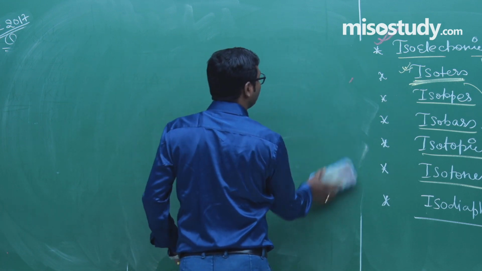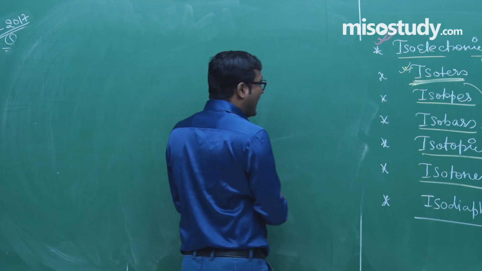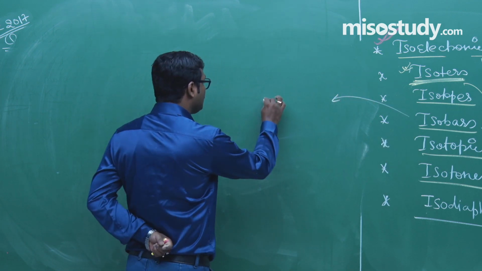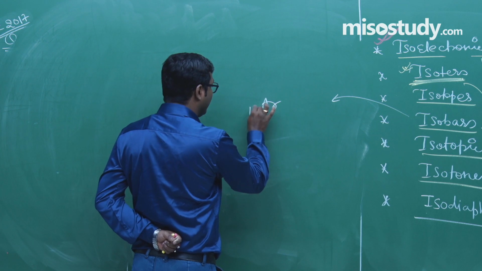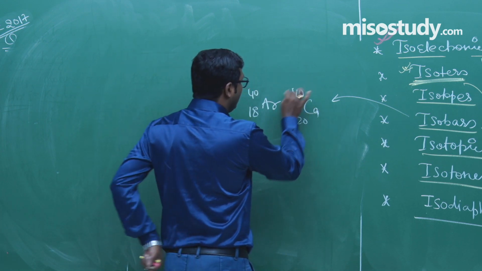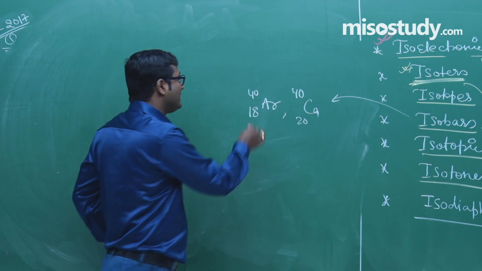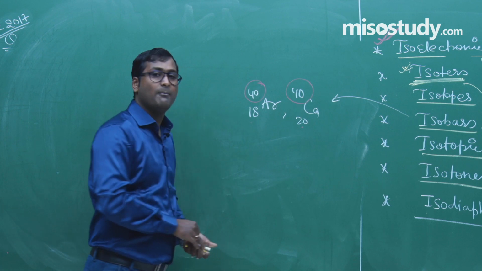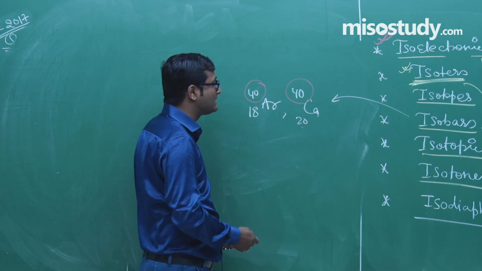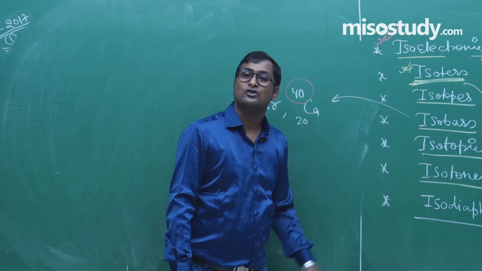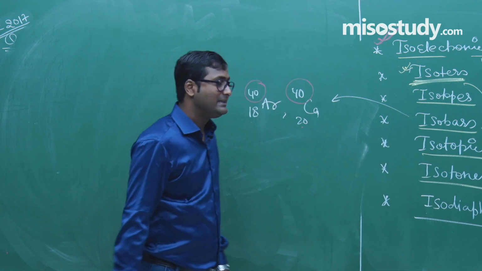Now next one, I think you are familiar with this topic, isobars. This is a simple one. We know two molecules. If I write here argon 18, 40, then calcium 20 and 40. Look at it, in this case, they have the same mass number and different atomic number. A pair having the same mass number but different atomic number are known as isobars. Am I right? Yes, sir.